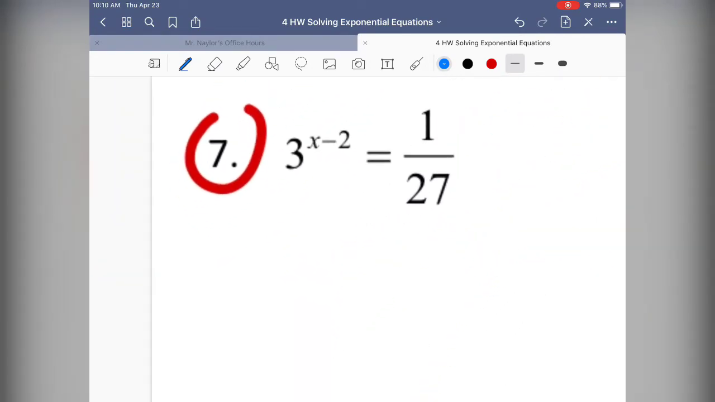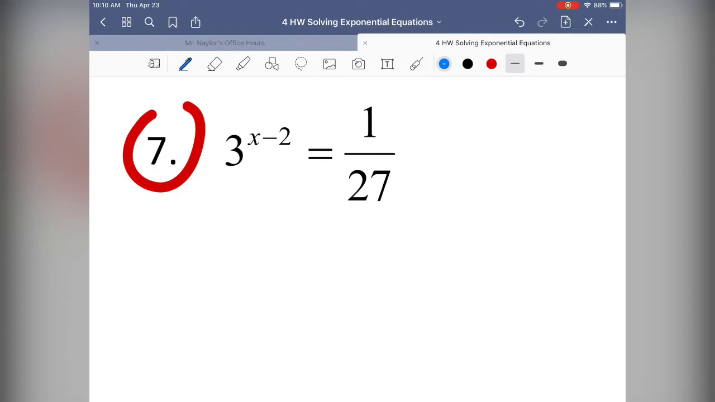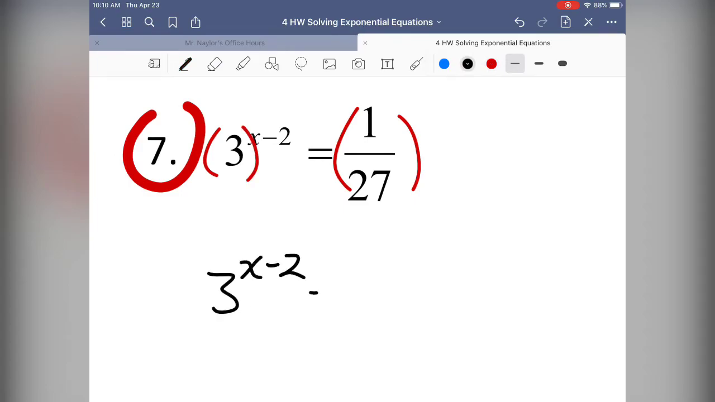Number 7 also has a fraction, but this time the fraction is the base. And so we want to be able to think that this 1 over 27 is going to be able to be written the same as a base 3. Now 3 is the base. That means that my exponent is going to have to be negative. So if 3 is the base, my exponent is going to have to be negative. It'll be a negative 3.